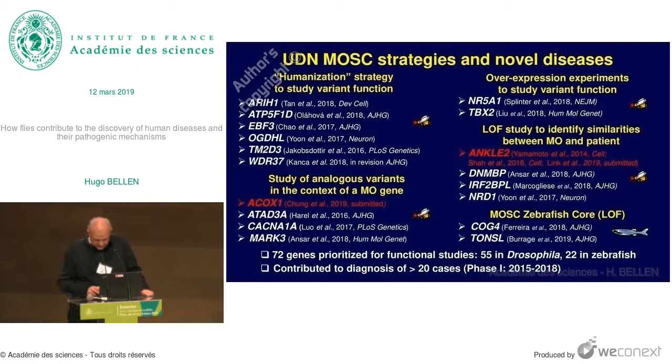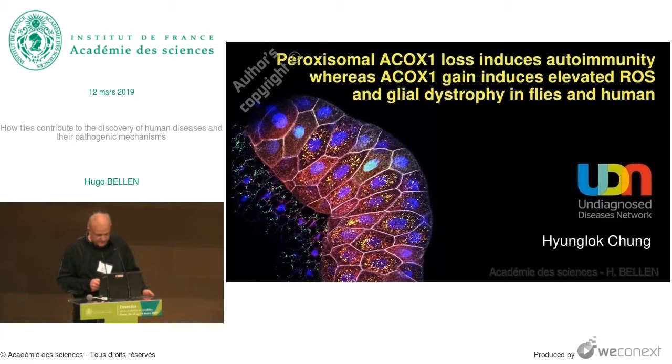So, a few words about ACOX1. ACOX1 is a peroxisomal enzyme. And I'll show that this peroxisomal enzyme plays a role in autoimmunity, and that when patients or flies lose this, they build up an autoimmune disease.